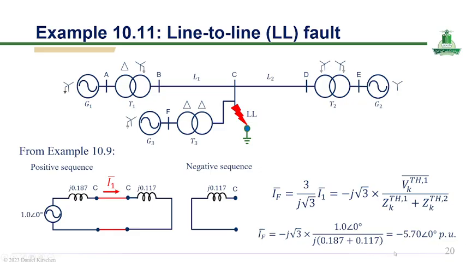IF is equal to minus j5.70 per unit. This indicates that the fault current magnitude is significantly influenced by the combined sequence impedances, while the factor minus j square root of 3 introduces a phase shift. Overall, this slide demonstrates how theoretical symmetrical component analysis is applied in practice to compute fault currents in a multi-source power system.